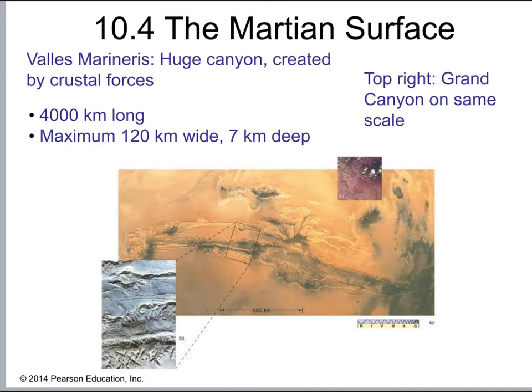Now, here is a closer image of the Valles Marineris, the giant canyon that I noted in a previous slide. You can see it's about 4,000 kilometers long, so roughly 2,000 miles-ish. It's 7 kilometers deep. It's huge. And we can kind of see here in this inset image, this is a picture of the Grand Canyon on Earth, which shows us a bit of the scale. And here we see another box, and it's magnified, so you can actually see a closer up of some of those surface features.